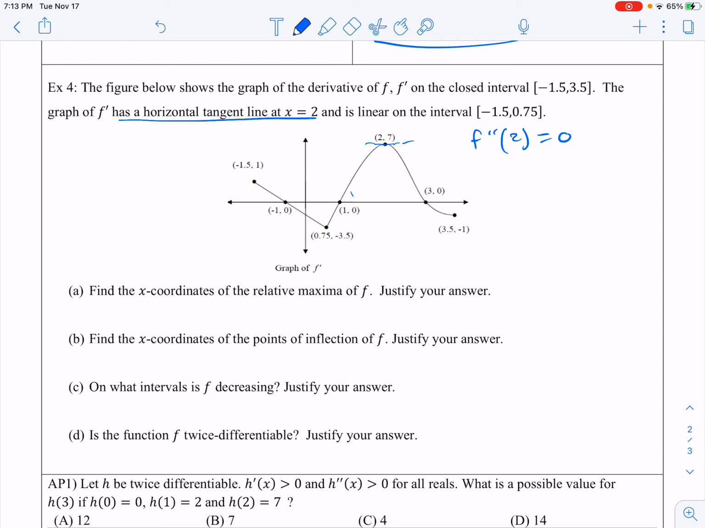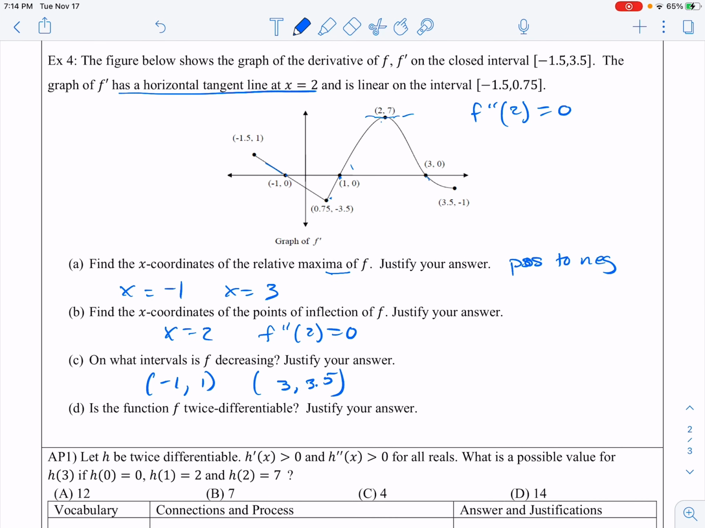Okay, this is the derivative. A max occurs when the derivative changes from positive to negative. Positive to negative, so there's x equals negative 1 and x equals 3. This is a minimum because it changed from negative to positive. The points of inflection are going to be at x equals 2 because f double prime at 2 is equal to 0. When is f decreasing? It's when it's negative, so negative 1 to 1, and 3 to 3.5.